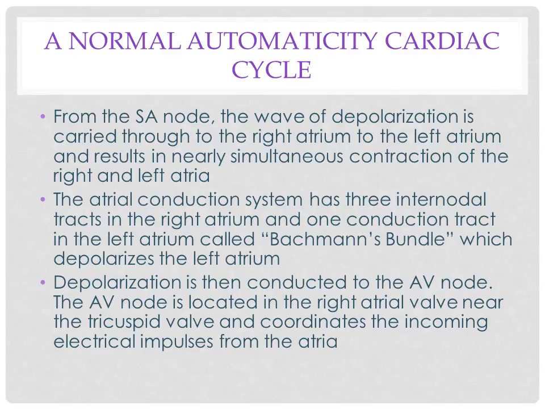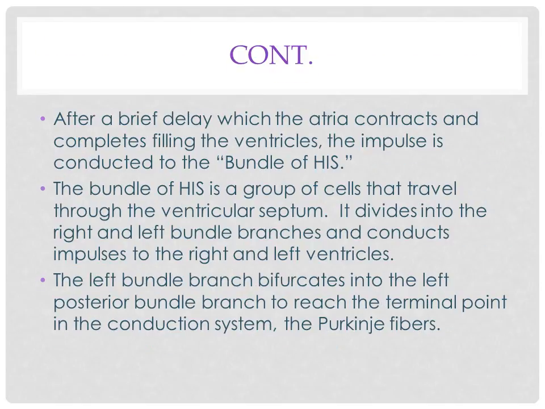The AV node is located in the right atrial wall near the tricuspid valve and coordinates the incoming electrical impulses from the atria. After a brief delay, during which the atria contract and complete filling the ventricles, the impulse is conducted to the bundle of His. The bundle of His is a group of cells that travel through the ventricular septum. It divides into the right and left bundle branches and conducts impulses to the right and left ventricles.